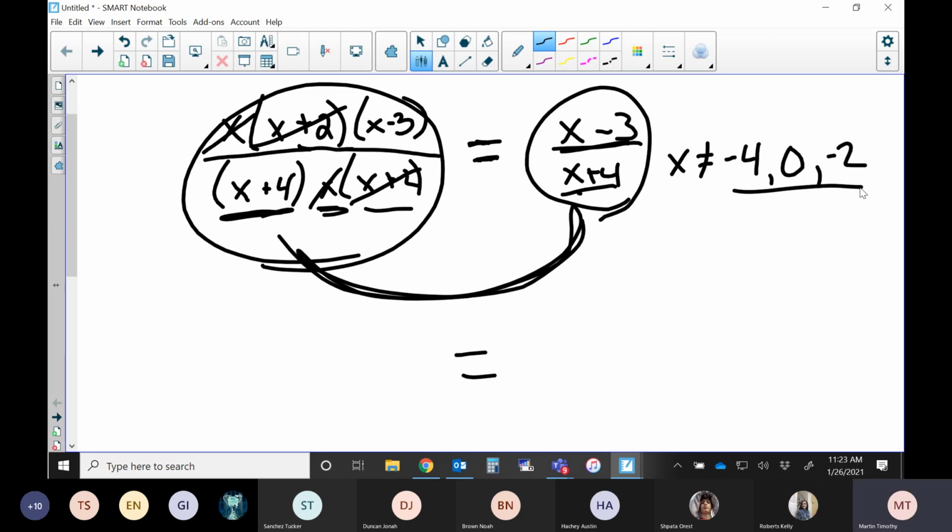Does that make sense? Does anyone have questions on what we just went over? This is still the same stuff that you've done in the past, just simplifying a fraction, but now just uglier stuff with it.